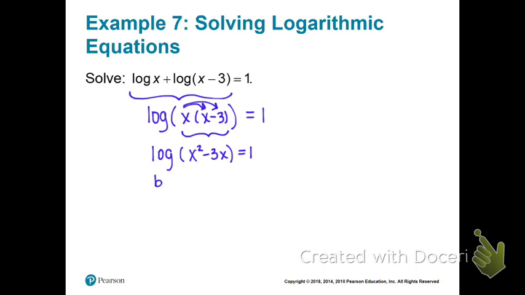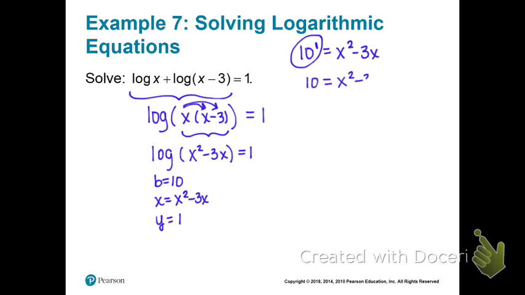So what is our base? 10. What is our x? X squared minus 3x. Okay, and what is my y? 1. All right, so I'm going to come over here on the side and set it up in exponential form. So b to the y equals x. All right, what is 10 to the first? Equals x squared minus 3x.